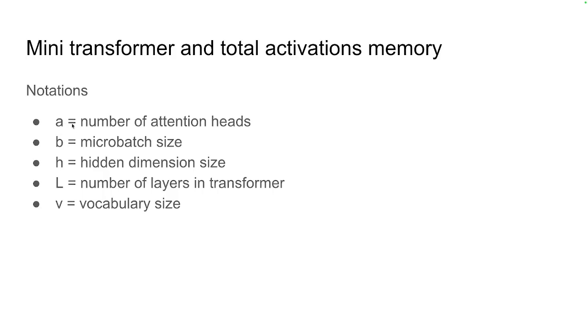First is A, which is the number of attention heads. In multi-headed attention, we have multiple attention heads, and that's how we are going to calculate the query, key and value, and thus the attention. And B is the micro batch size, and H is the hidden dimension size. It stays the same across all the transformer layers. And L is the number of layers in the transformer, and V is the vocabulary size.